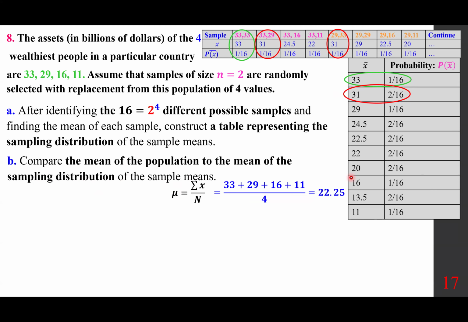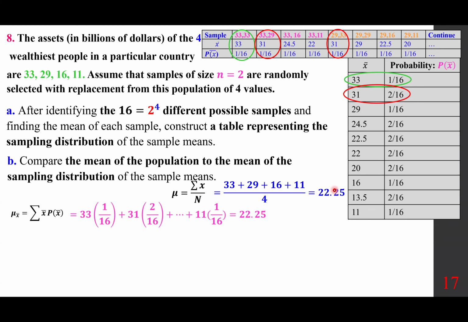As you recall, mu is the summation of X times P of X. In this case, mu of X bar is the summation of X bar times P of X bar. That is the way we calculate the mean using the discrete random variable. So the product of these two plus the product of these two plus the product of these two. That's the idea. 33 times 1 over 16 plus 31 times 2 over 16, and so on and so forth, all the way to the last one, 11 times 1 over 16.